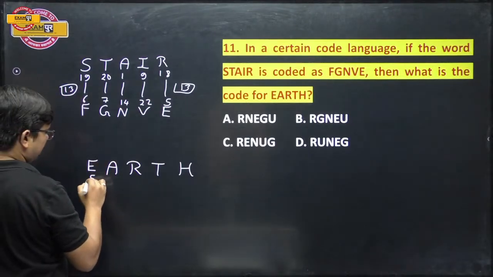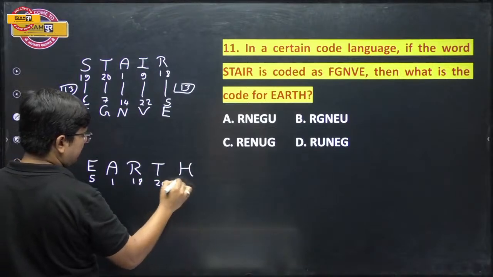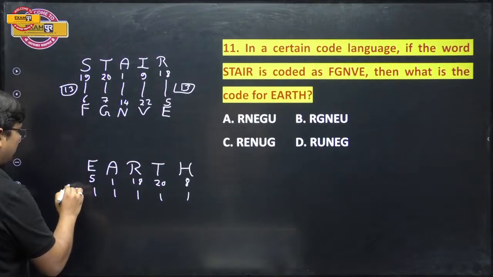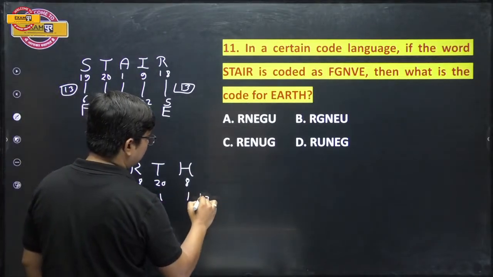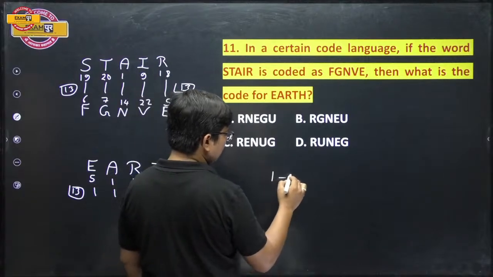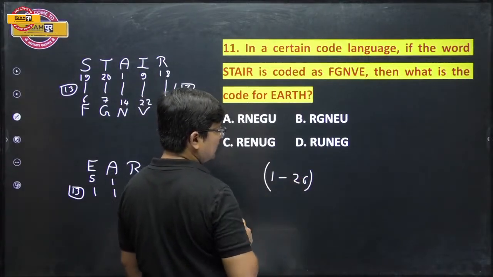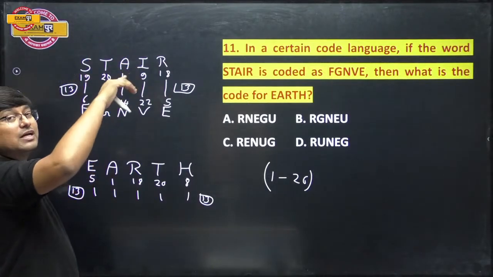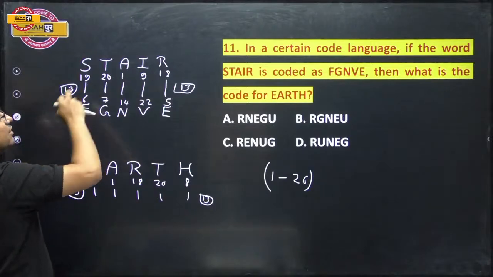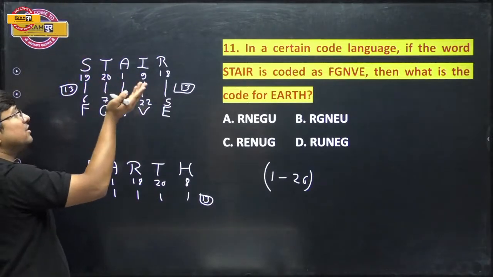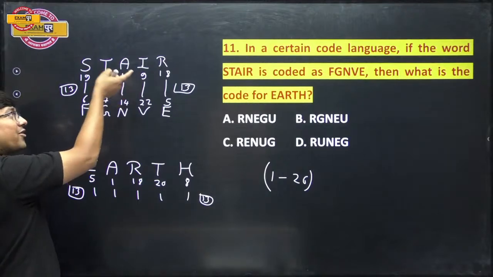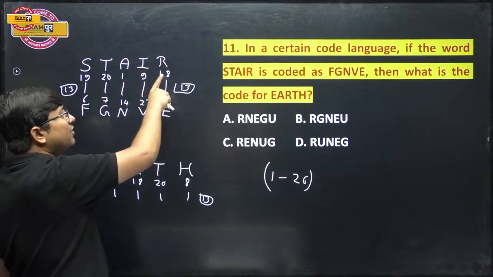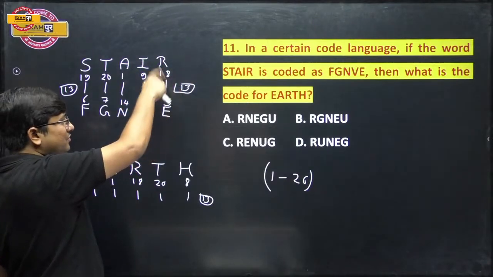Here 5, 1, 18, 20 and 8. The difference over here is 13 in each case. But now please observe one thing. Letters are from A to Z, 1 to 26. In 19 I cannot add 13 because it will exceed 26, so we subtracted. In 20 we cannot add 13 because it will exceed 26, so we subtracted. But in 1 we cannot subtract 13, so we added. In 9 we cannot subtract 13, so added. In 18 we cannot add 13, it will exceed 26, so we subtracted.